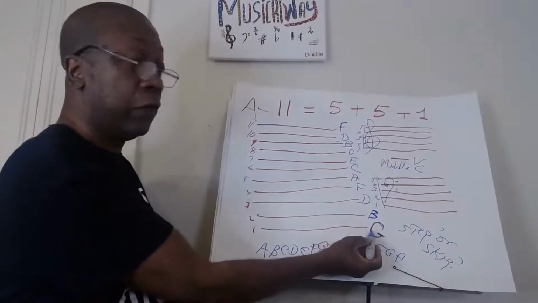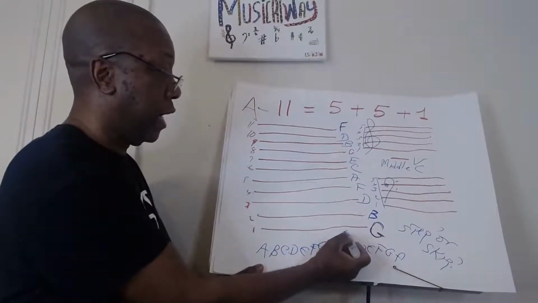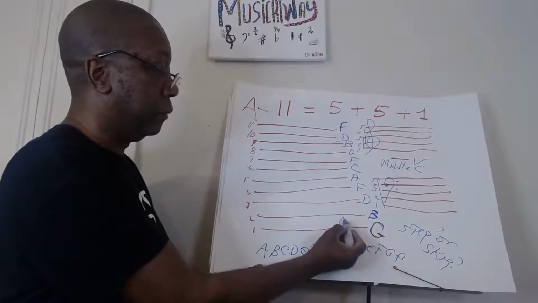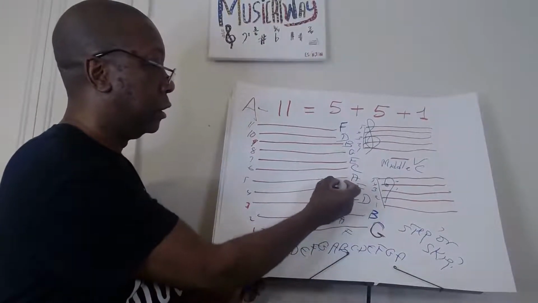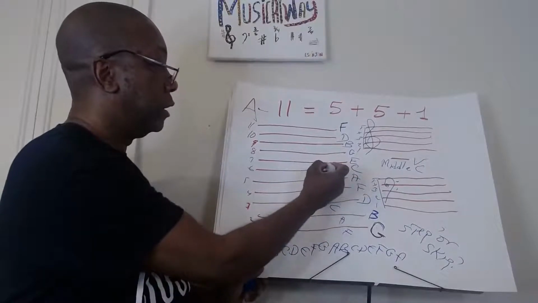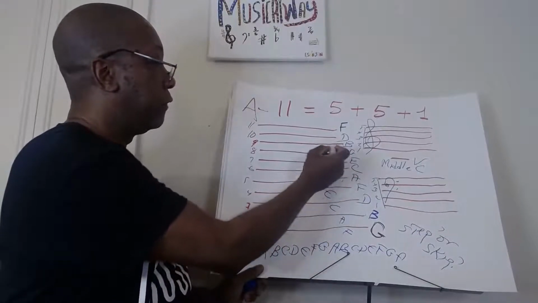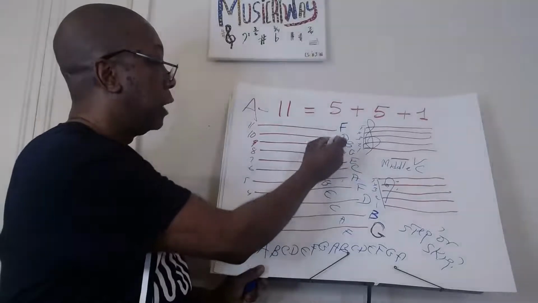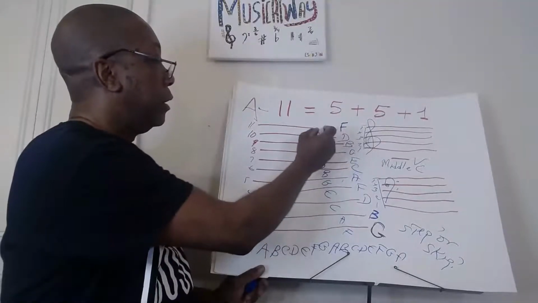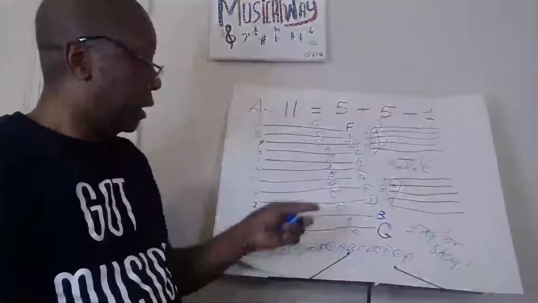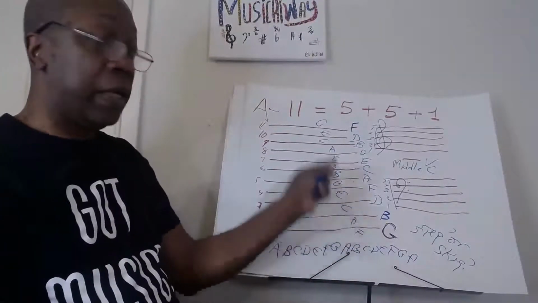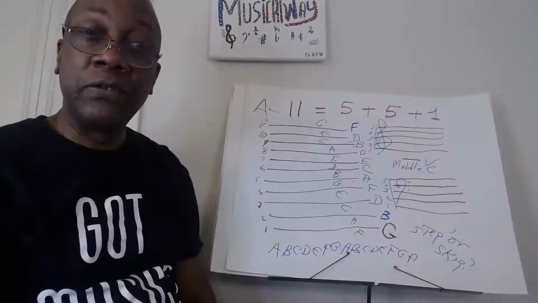That's the easy part. So before G, we have F. After G, we have A. After B, C. After D, E. After F, G. After A, B. After C, D. After E, F. After G, A. After B, C. After D, E. After F, G. So I have line, space, and the concept continues.